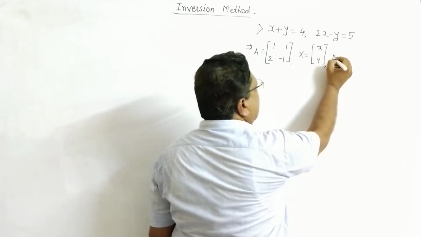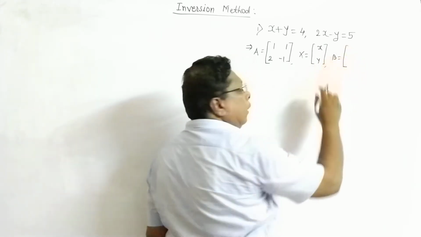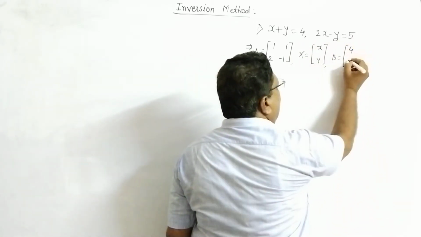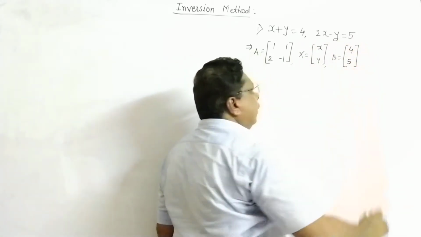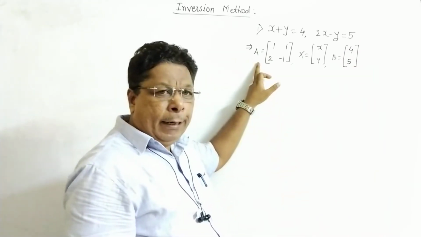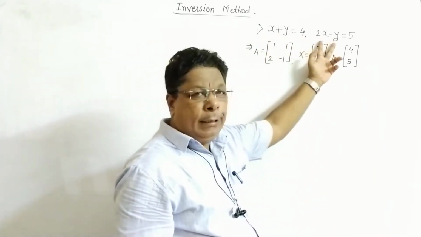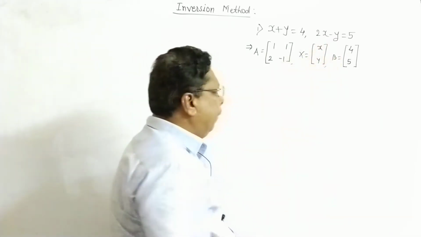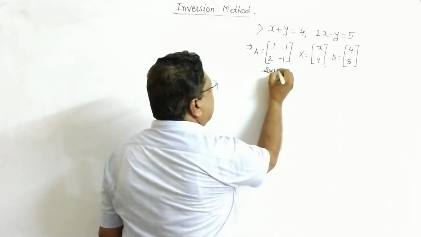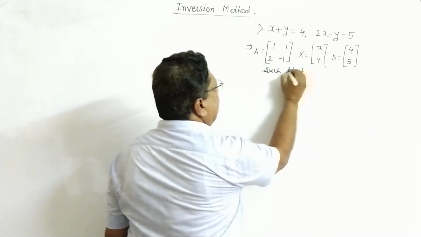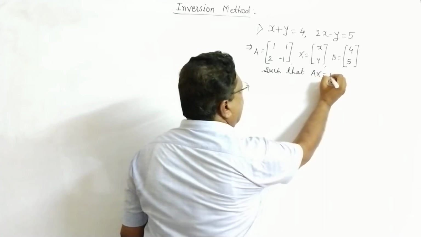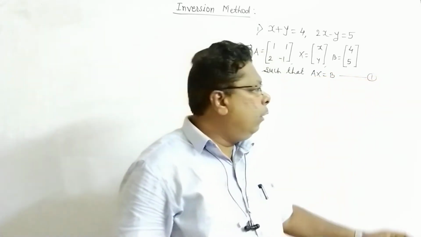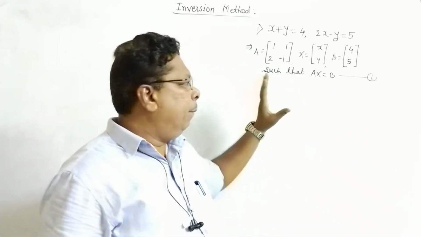Then write down the constant matrix B. Constant numbers are 4 and 5. A is the coefficient matrix, X is the variable matrix, the variables are x and y, B is the constant matrix, such that AX equal to B. By using this equation, we can find the values of x and y by the inversion method.